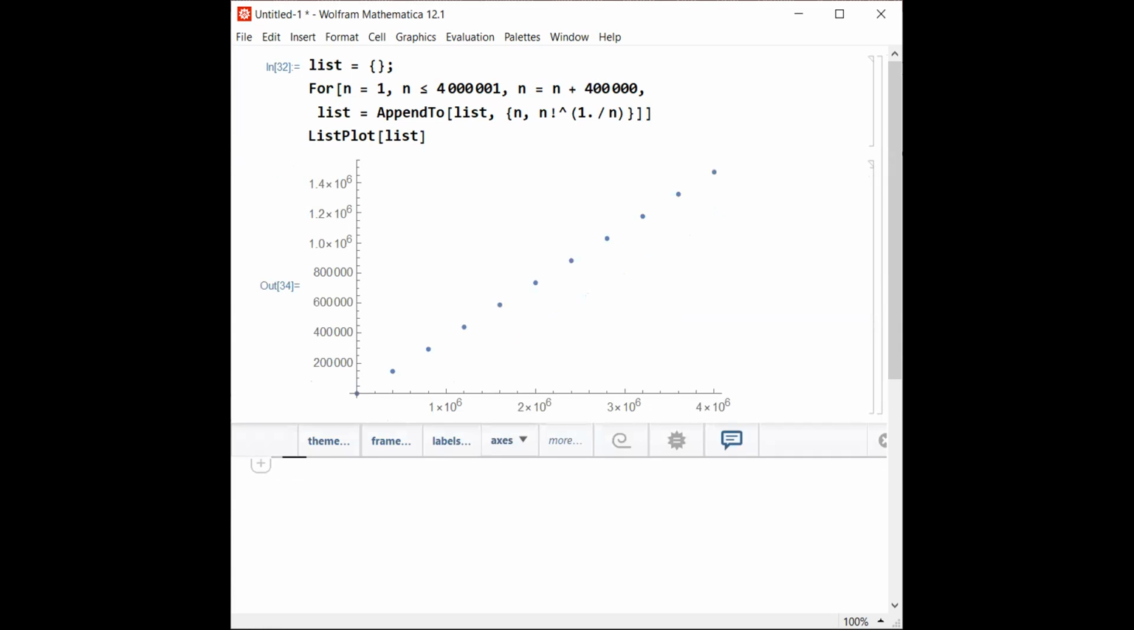So here I'm doing it every 400,000. And again, if you look at this, this actually looks not quite linear, but pretty close. And this is enough to really give you a sense of what's going on. And so again, you can play games like this to get a sense of how it's changing. All right, so let me go back and share.